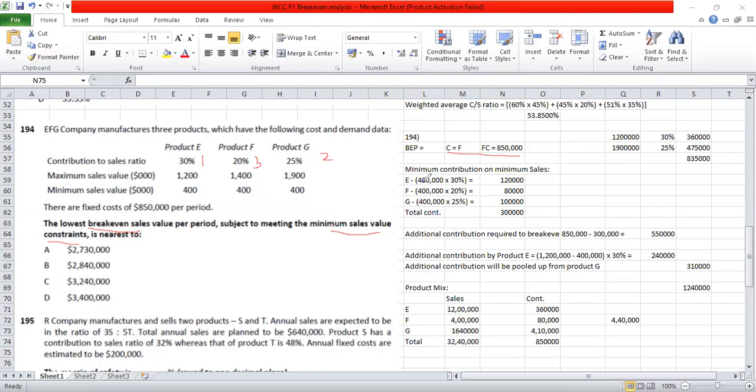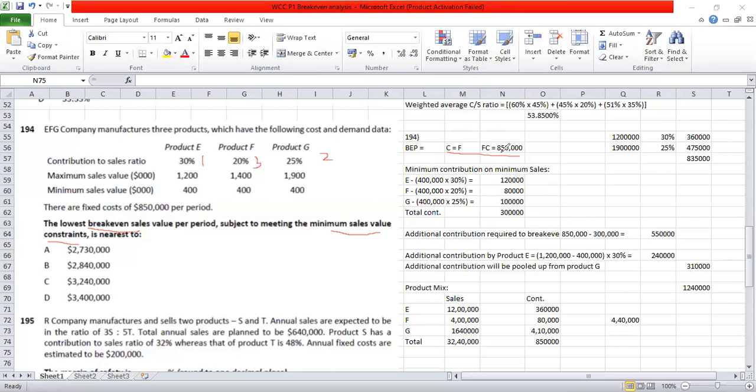So if we have considered all the minimum sales criteria, E, F, and G, all of them are sold at 400,000. The contribution given by E, F, and G added up together is only 300,000. But how much should be the total contribution? If the total contribution is 850,000, then only it will break even. So that is the point here.